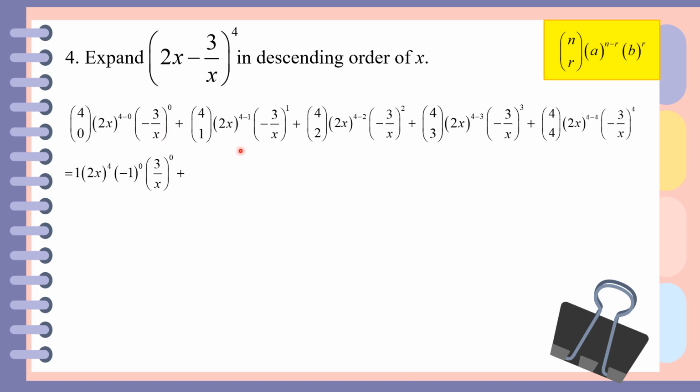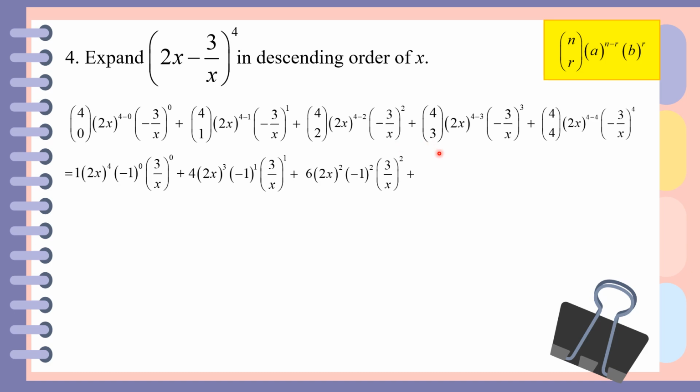To simplify the next term, we will have 4 choose 1, which is 4, multiplied by 2x cubed. We take out the negative 1 power 1 and the remaining 3 over x power 1. We will have 4 choose 2, which is 6, multiplied by 2x squared. We'll take out the negative 1 square and we'll write down 3 over x squared.